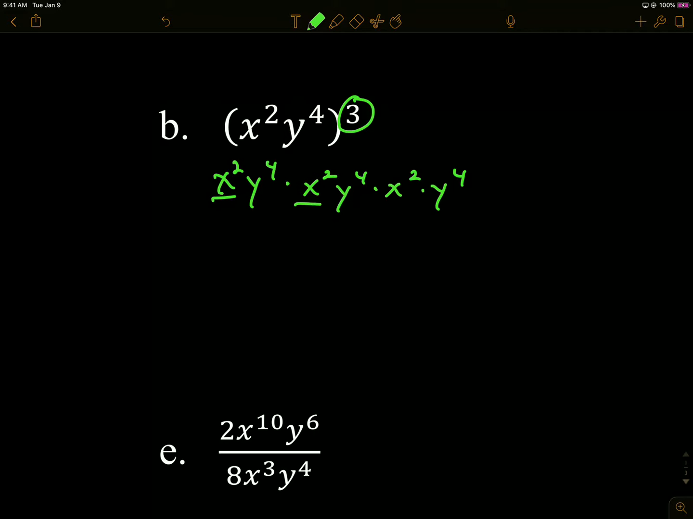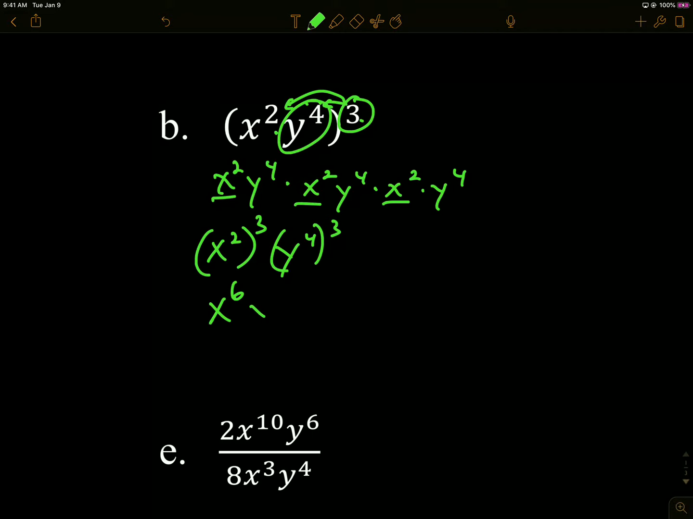So how many times does x squared show up? X squared to the third. And how many times does y to the fourth show up? It shows up 3 times. So whenever you have an exponent outside, if it's multiplication in here, you can raise each part to that power of 3. Now I can use the rule that I multiply the exponents when raising a power to a power. So the x squared raised to the third becomes x to the sixth. The y to the fourth raised to the third becomes y to the 12th.